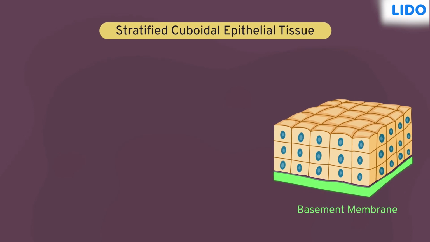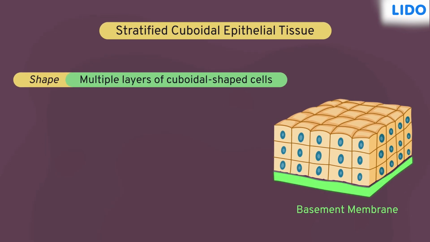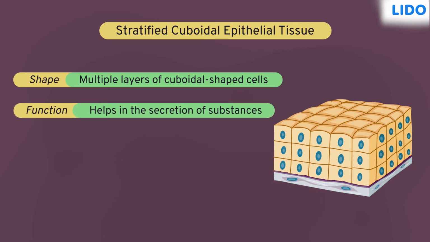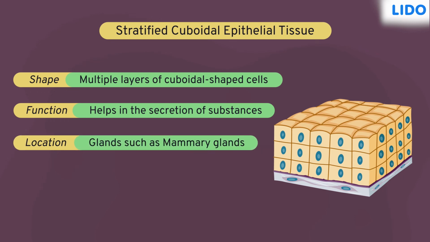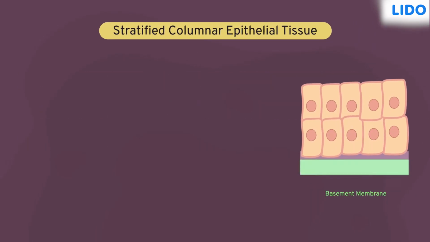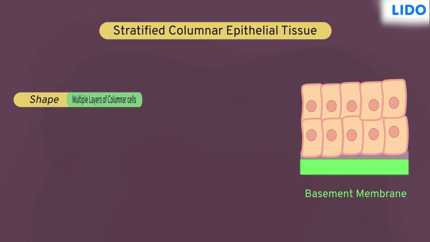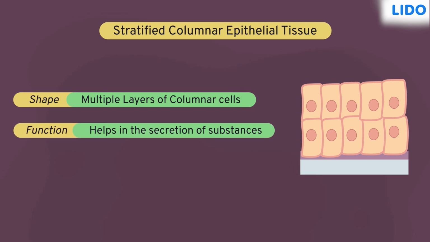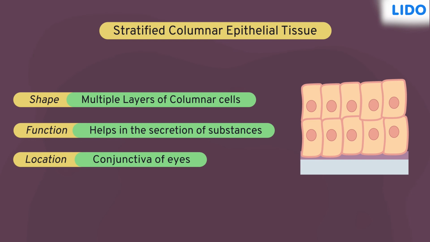The stratified cuboidal epithelium has multiple layers of cuboidal cells. They help in the secretion of substances and are in various glands such as mammary glands. The stratified columnar tissue has multiple layers of columnar cells. It has an important role in the secretion of substances such as a layer of mucus in the eye.